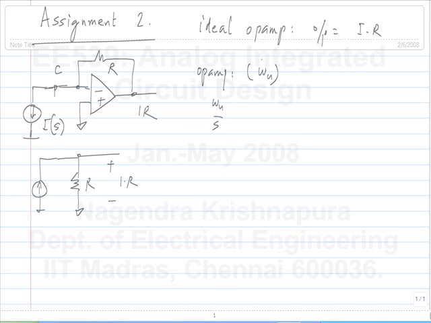Okay. So it is IR by 1 plus s by omega u. Okay. So it has a low pass behavior and the unity gain frequency is omega u. Sorry, the 3 dB bandwidth is omega u. Okay. This is the 3 dB bandwidth in radians per second.